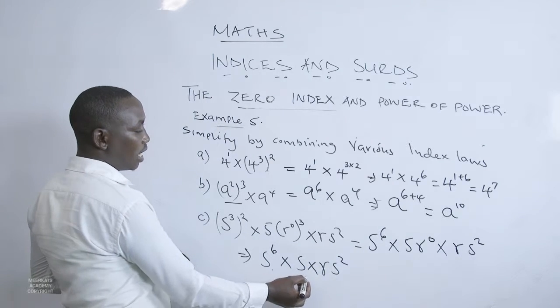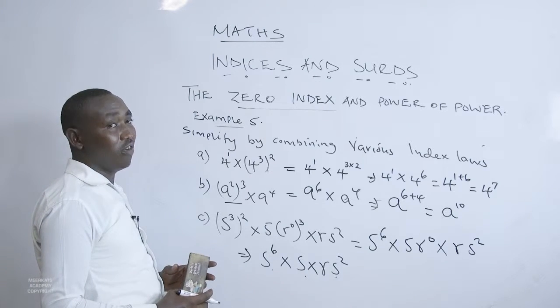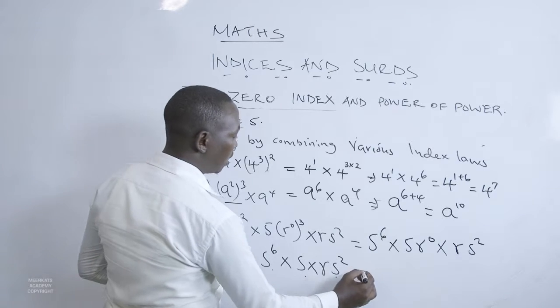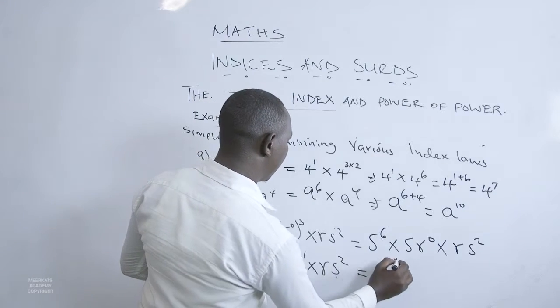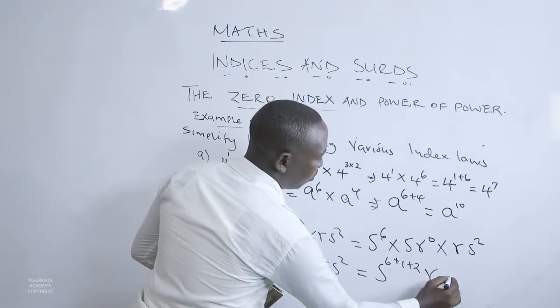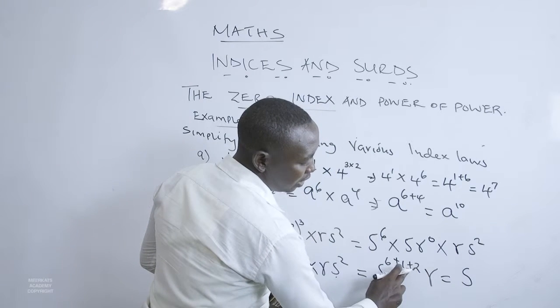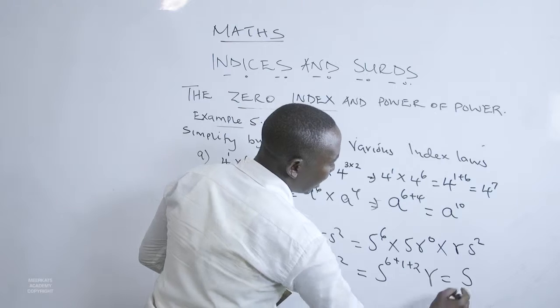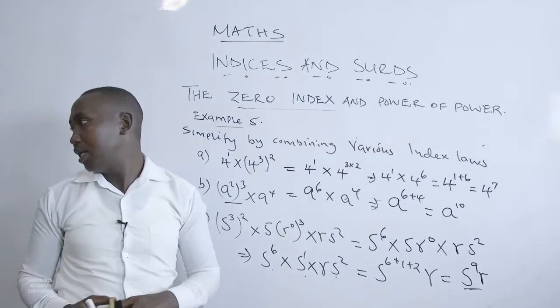So we have s, and s squared. We are going to combine them using the law of multiplication. And this shall be s raised to 6 plus 1 plus 2 multiplied by r, which shall give us s raised to 6 plus 1 is 7, 7 plus 2 is 9. Then r is raised to 1.